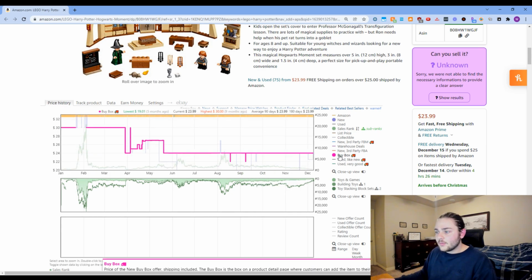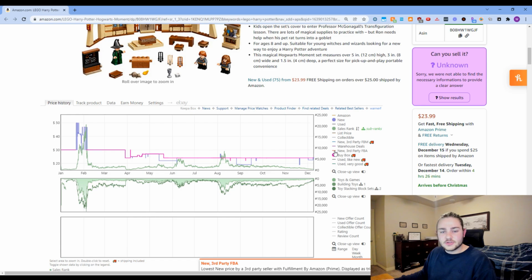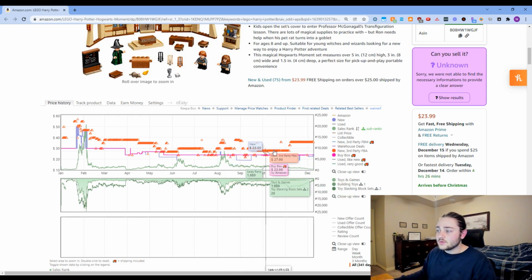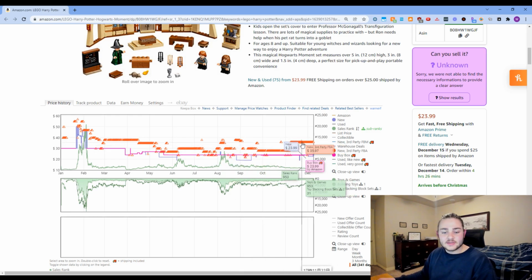The other things that I want to go ahead and look at here, these two options I use quite frequently. We can turn this on and look at what the new FBA offers are priced at. This is going to sort these offers by whoever had the lowest FBA price here. So it looks like right now the lowest FBA prices on this listing are about $36.